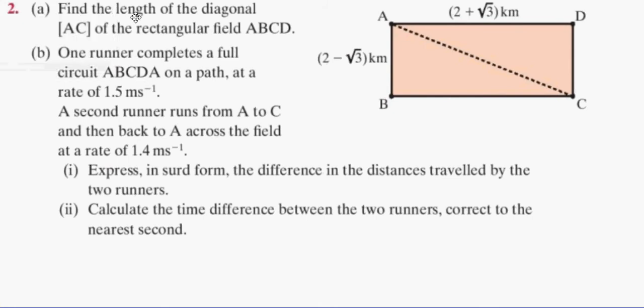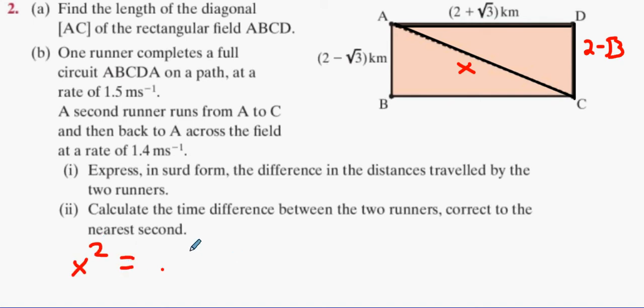Now, find the length of the diagonal. Alright, we should all be able to do this. Pythagoras' theorem, give it a letter like x, and the other two sides are... so, should be able to get x squared equals 2 minus root 3 squared.